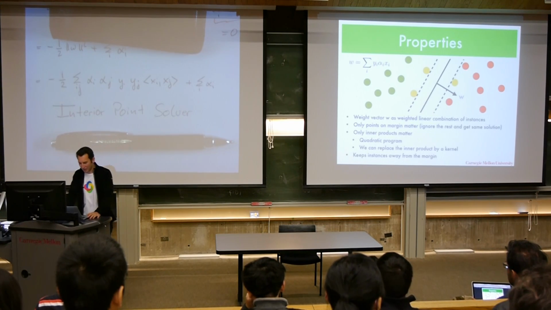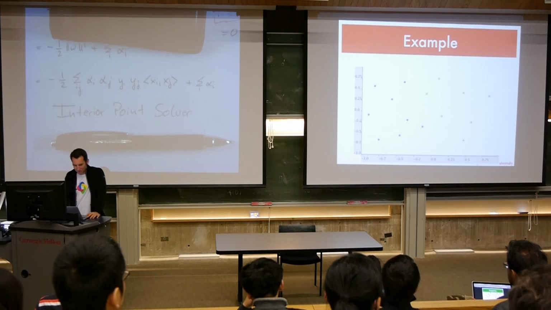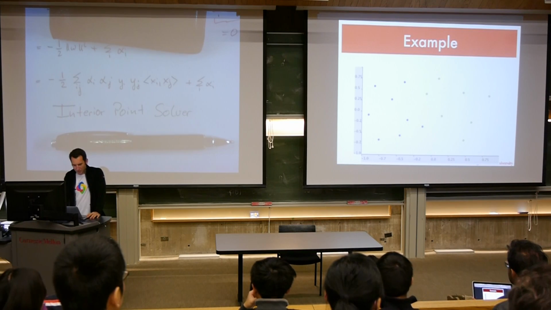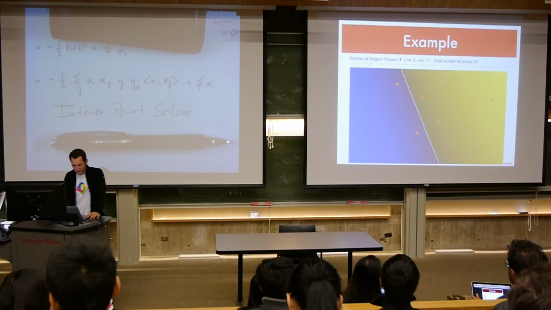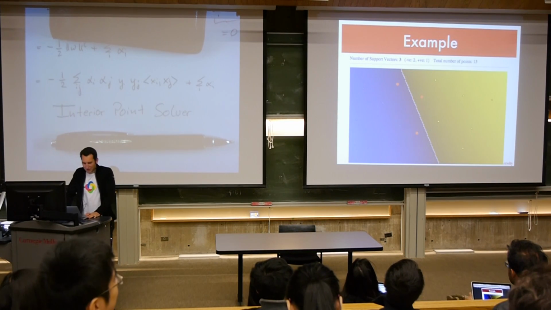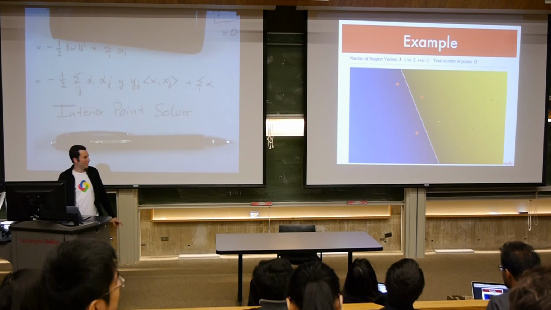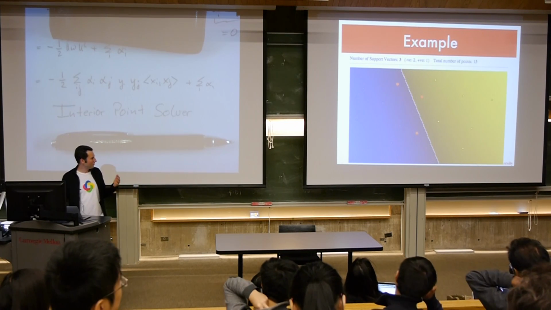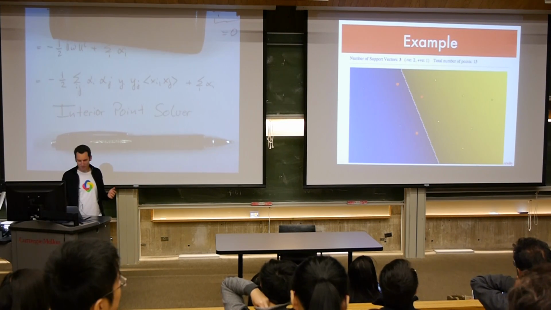With all that talking, let me show you a few examples. So here's some data points, and lo and behold, these are the support vectors, and you can see nicely color-coded how the data is to be separated. Okay?